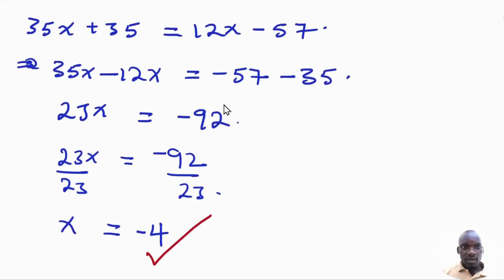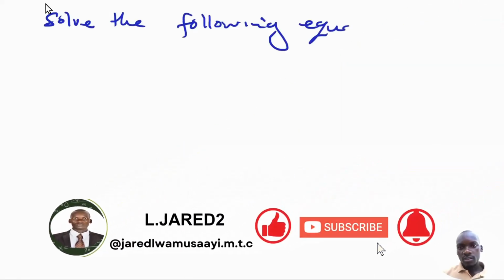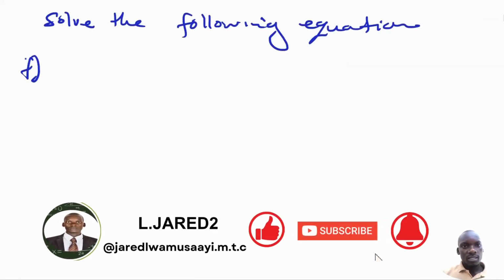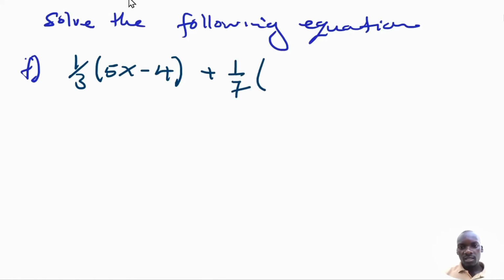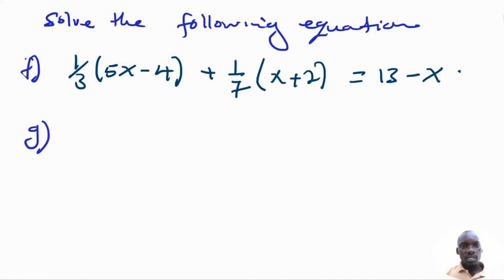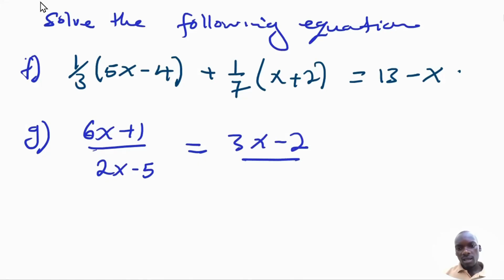Then this is for you to try out. You try out these questions and you solve the following equations. We have part F, which is a third into 5x minus 4 plus a quarter into x plus 1 divided by 7 into x plus 2 equals to 13 minus x. That is part F. Then the last part you have to try out, it is G, which is 6x plus 1, the whole of it divided by 2x minus 5 equals to 3x minus 2 divided by x plus 1.